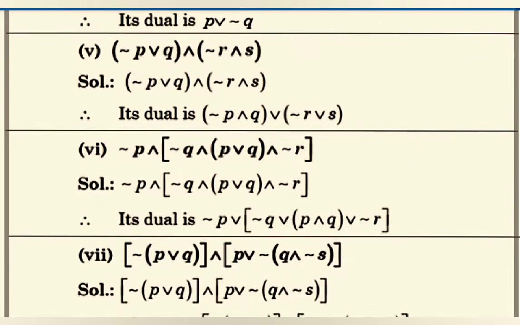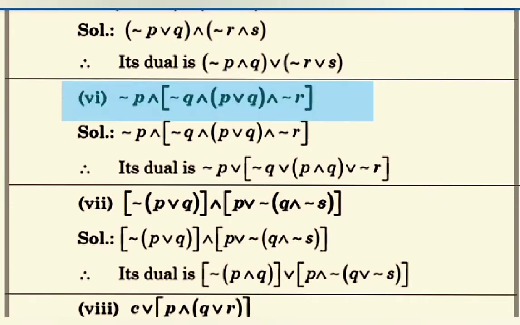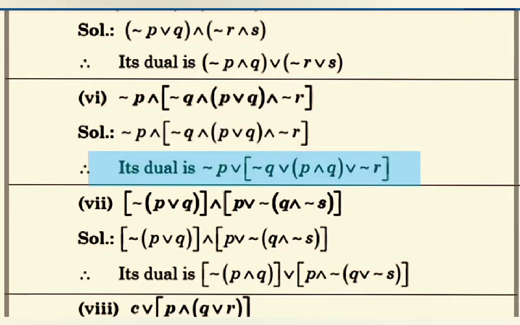Next, negation P and in bracket negation Q and in bracket P or Q and negation R. First write the statement down as it is, and its dual is negation P or in bracket negation Q or in bracket P and Q or negation R. Only the symbols are changed here.